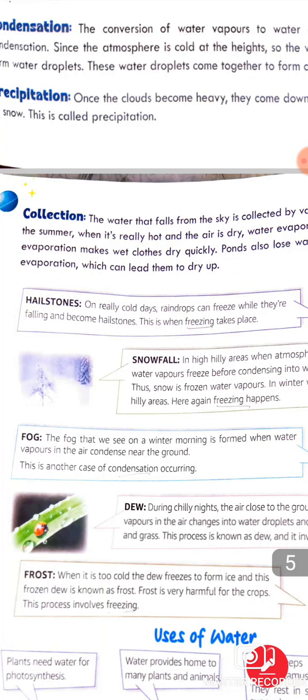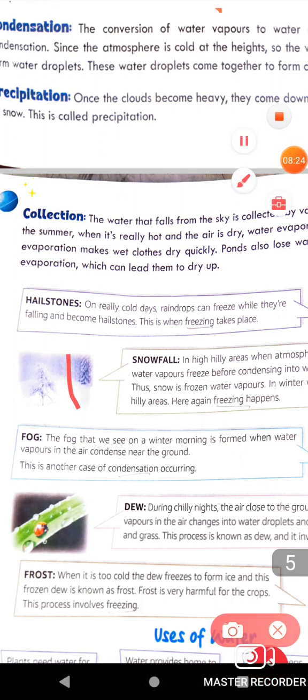Dear students, hope you hear about snowfall. Just see here in the picture how snowfall occurs. It is a frozen water vapor, which means snow is a very chilled form of water vapor. In winter we can see snowfall in hilly areas, just like in Uttarakhand, Shimla, Kashmir. In these states snowfall occurs because they are high mountainous areas, and it occurs with the process of freezing.